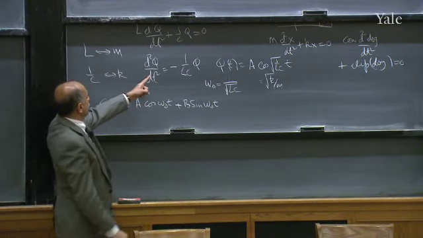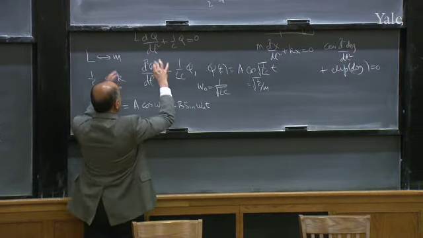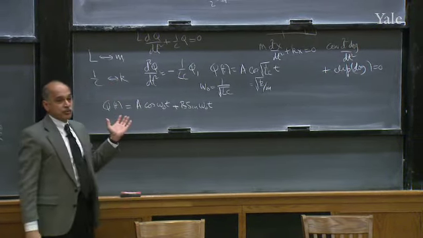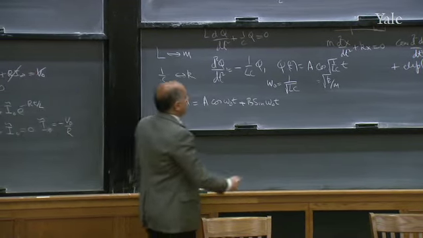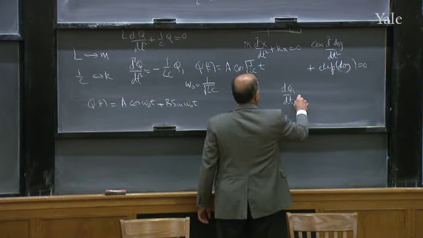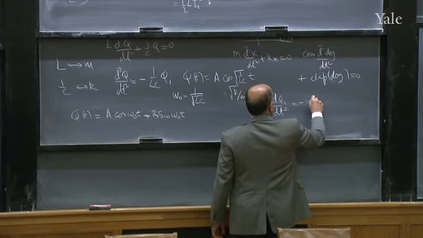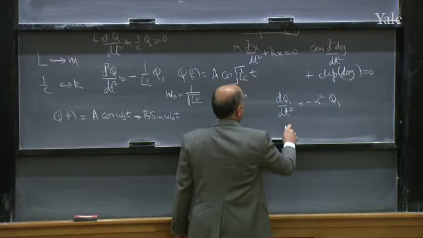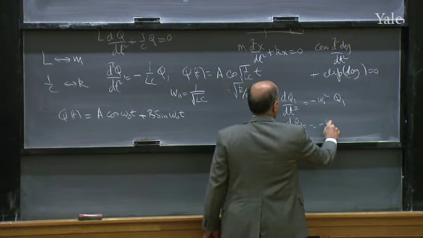If you have one solution, q1, and a second solution, q2, you can add the two equations, and you can show q1 plus q2 obeys the same equation. Not only that, suppose there's one problem you solve: d2q1/dt squared is minus omega naught squared q1. That is some function of time. And here's another function of time, obeying the same equation.